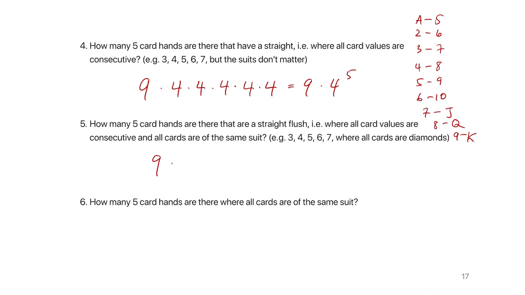Okay, so if we're looking at straight flushes where it's a straight and all the cards are the same suit, well, there's 9 possible straights. And now it's not that we have 4 to the 5 options, but it's really we just select one of the 4 suits because we know all of the cards will have the same suit, right? So we just select the suit once and we're done.